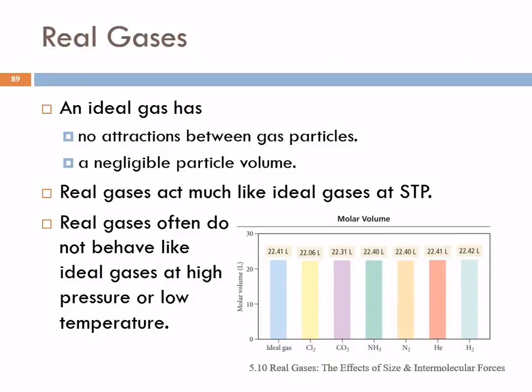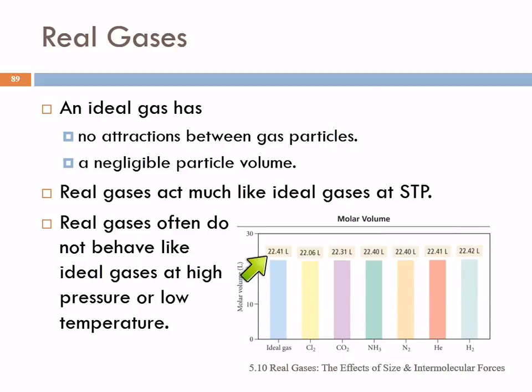Real gases. Well, in ideal gases, there's no attraction between the gas particles, and the particle volume is so small we can ignore it. In a real gas, we observe that they behave like ideal gases under many sets of conditions, but under high pressure or low temperature, they do not. So here's a graph that shows the molar volume of several real gases at STP.